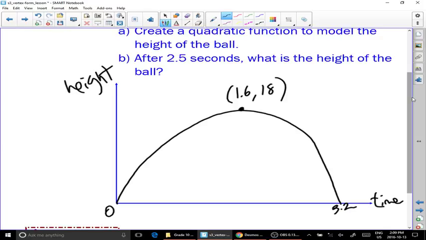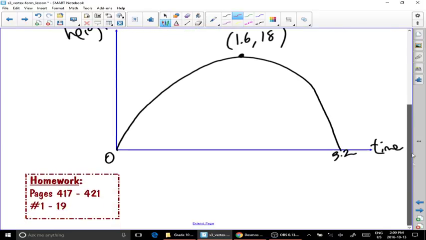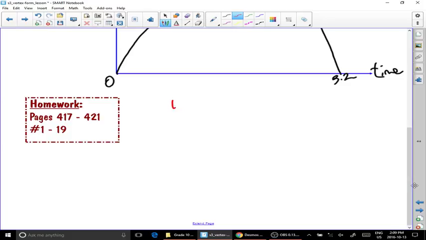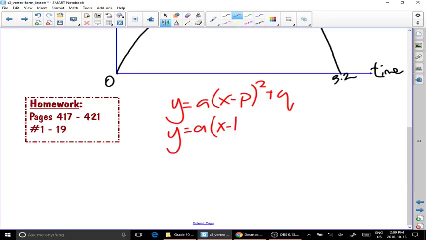Because what we know is that the vertex form of a quadratic is y equals a bracket x minus p squared plus q. And up in that graph above, we know the vertex. So we know that y equals a times x minus 1.6 squared plus 18. We know what p and q are.